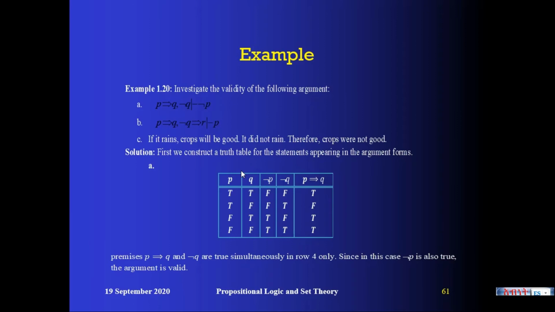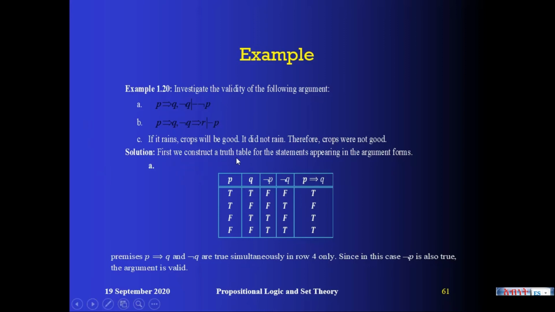Examples. Let us investigate the validity of this A, B, C. A says P implies Q, comma, negation Q, and negation P. Now negation P is the conclusion, but these are the premises. I will show you the solution of A, and I leave B, C and the others to you. Solution. I will show you using two methods.